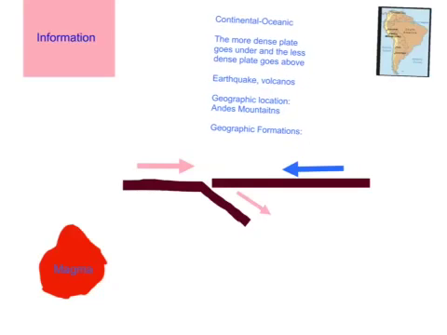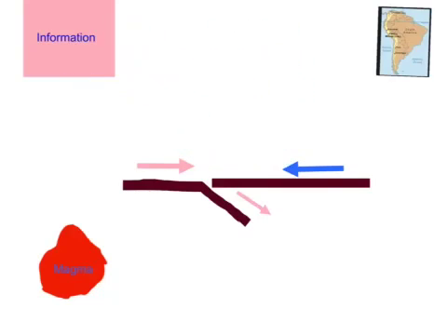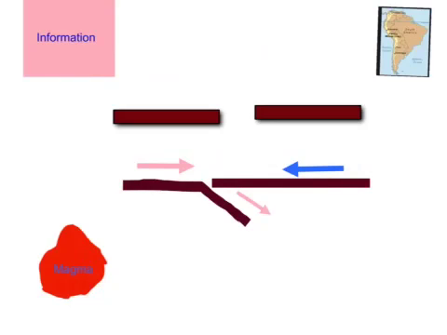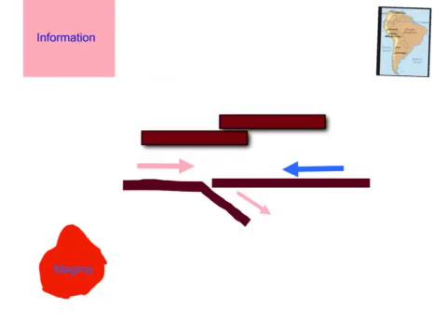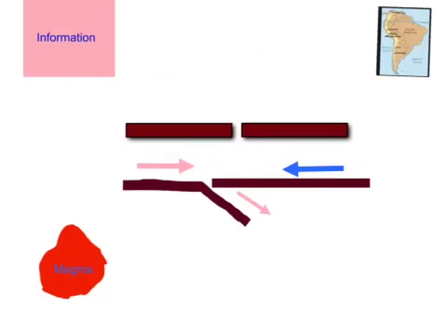Now we're going to talk about how continental oceanic works. So the plate that's more dense goes under. The one that is less dense stays above and goes over. So it looks like two plates that are moving towards each other, and one's going under because it's more dense, and the one that goes over is less dense, like that. That is what continental oceanic looks like.